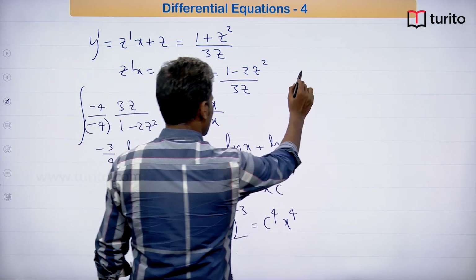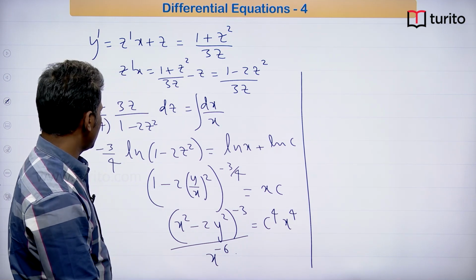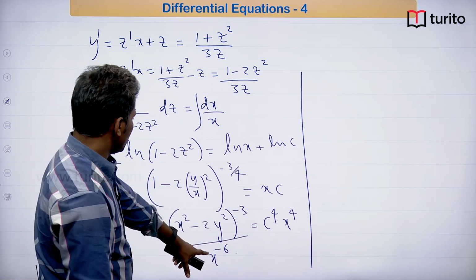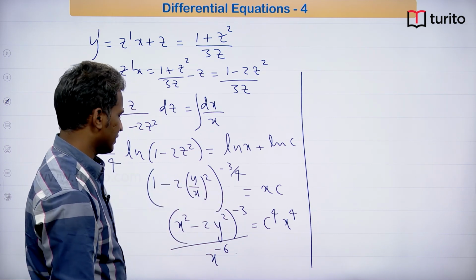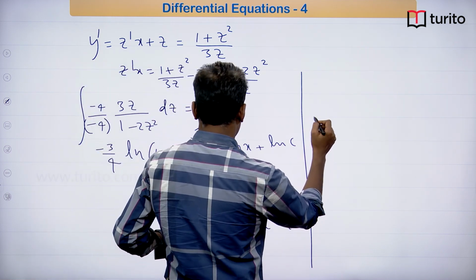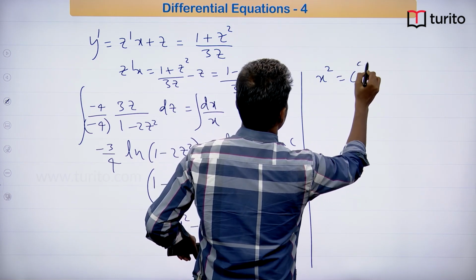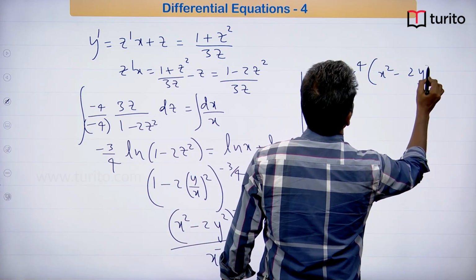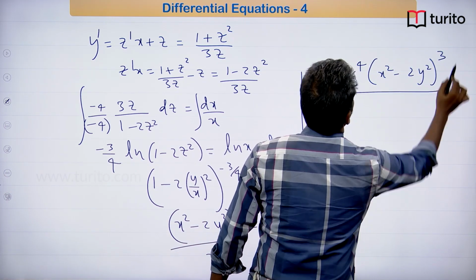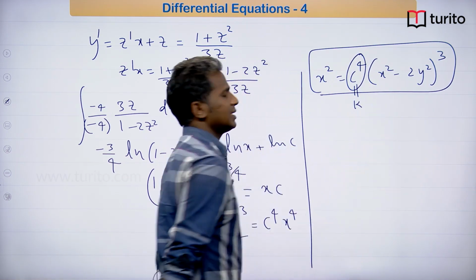Okay, so we can further simplify this or leave it also. Okay. So, let me just simplify it if it is possible. So, in the denominator there is x power minus 6, it comes in the numerator, so it becomes x square. So, we will basically get somewhat like this: x square is equal to c raised to 4 into x square minus 2y square whole cube. Instead of c raised to 4, you can also put one constant k here, it does not matter.